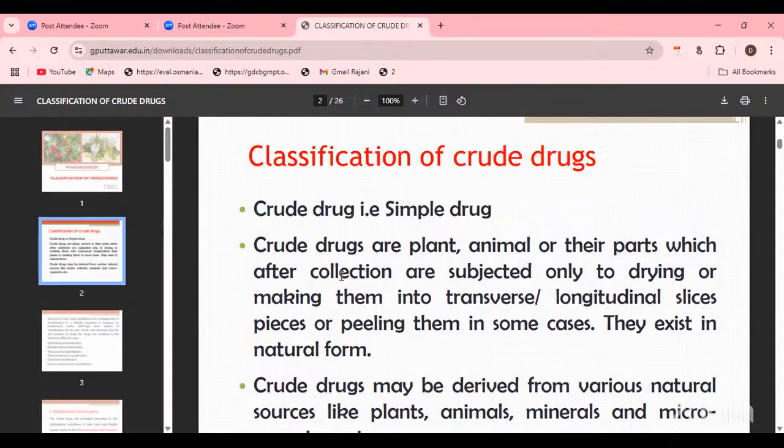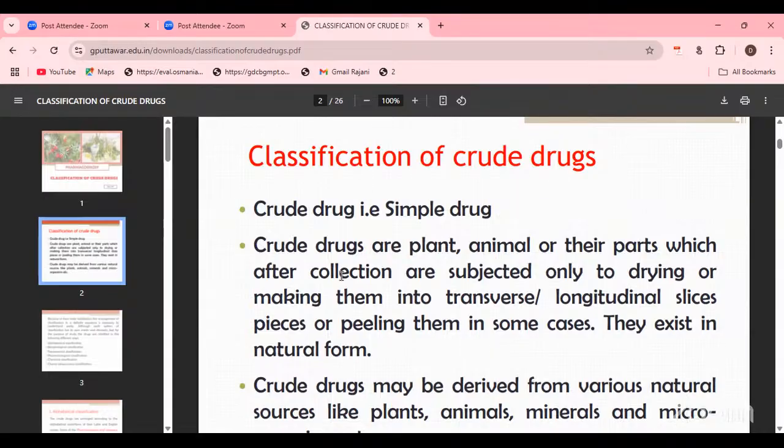Crude drugs are plants, animals, and their parts which, after collection, are subjected only to drying or making them into transverse or longitudinal slices and pieces, peeling them in some cases. They exist in natural form.